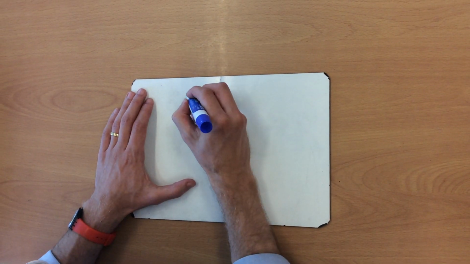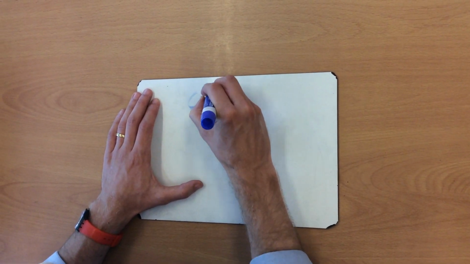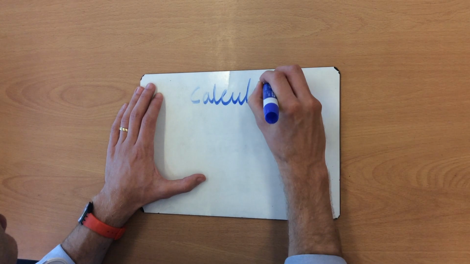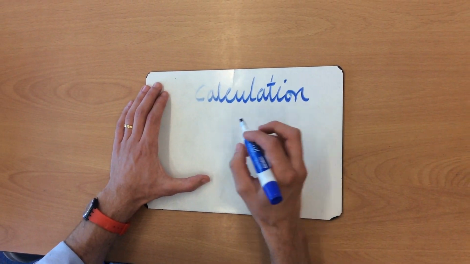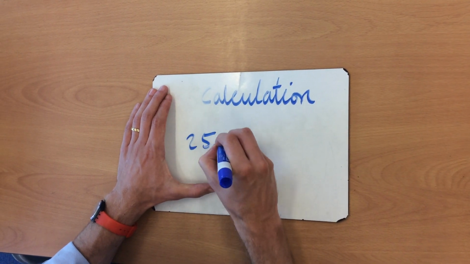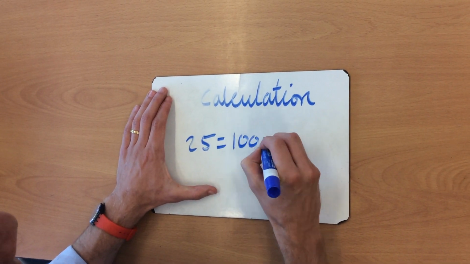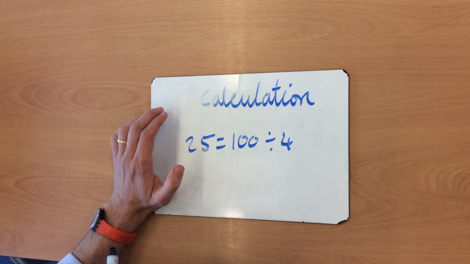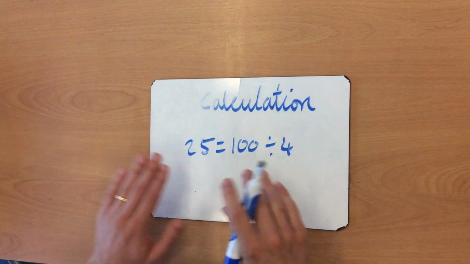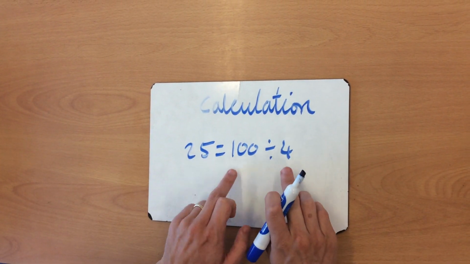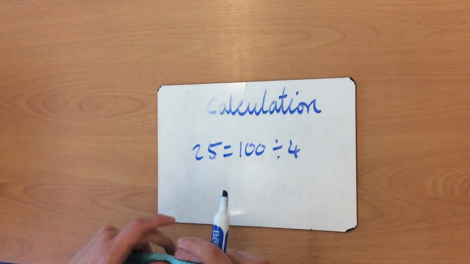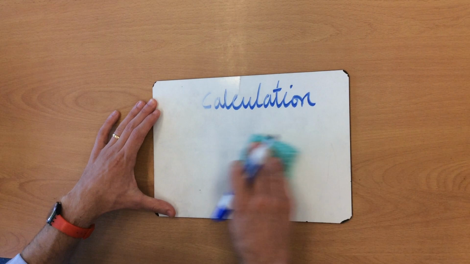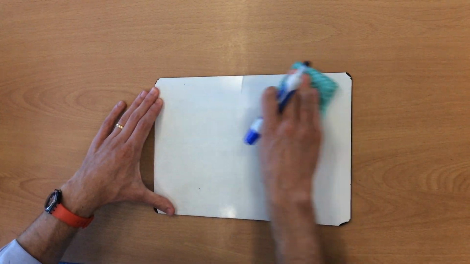So the first word we're going to be looking at is calculation. Now, calculation is something you're already very familiar with. It will be, for example, we could have 25 equals 100 divided by 4. That's all a calculation is, okay? So calculation, we're just using digits. We have a question, we have an answer, we have our equal sign. So calculations is something you've been doing your entire time whilst you've been at Charlton Primary School. So that's a calculation, okay?